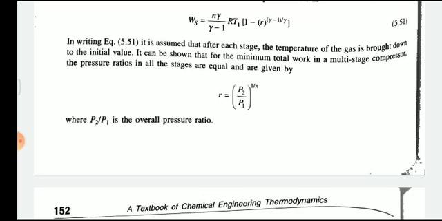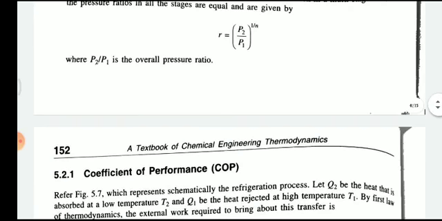In writing equation number 5.51, it is assumed that after each stage the temperature of the gas is brought down to the initial value, and it can be shown that this gives the minimum total work in multi-stage compression. So the pressure ratio in all the stages is equal, given by R equals P2 by P1 raised to 1 by n, where P2 by P1 is the overall pressure ratio, as we know.